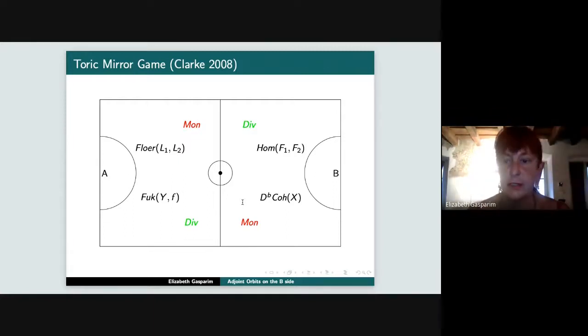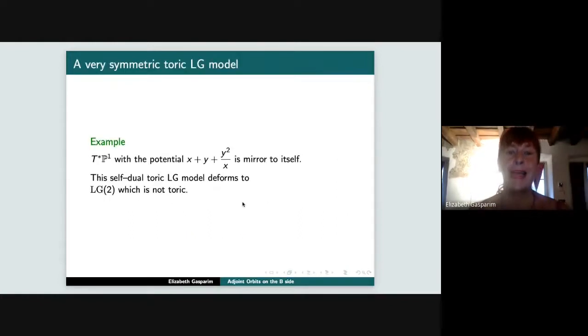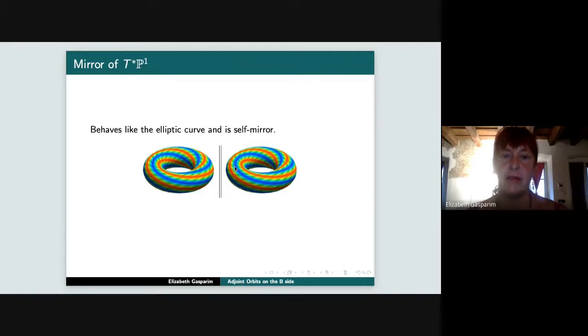So mirror symmetry in the toric case is the absolutely simplest case to study, and it's precisely the case of cotangent P1. You can write a potential, I wrote down the exact potential, so that the Landau-Ginzburg model formed by cotangent P1 with the potential is self-dual. Now think about what's happening under deformation. It's quite a beautiful thing to study, I think. If you start with cotangent P1 and this potential, it's self-dual. So this is exactly like the elliptic curve: you have cotangent P1 and this potential, and on the other side you have exactly the same thing.